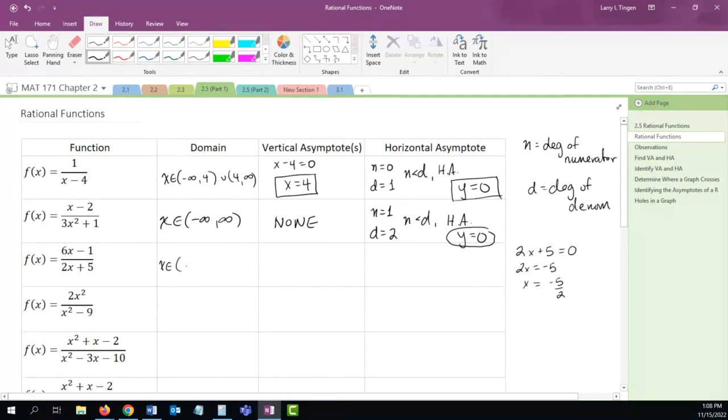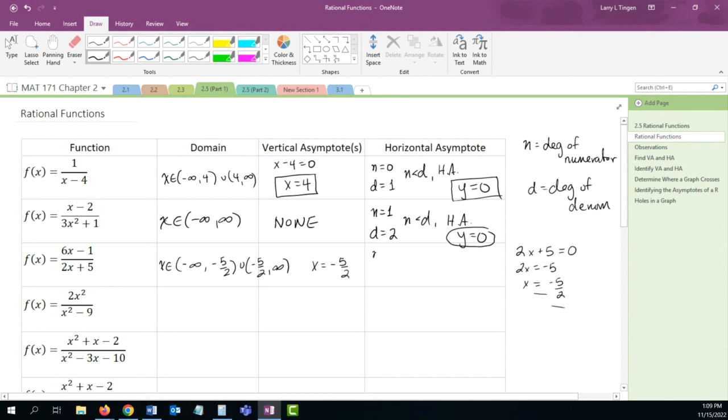So that number is not allowed to be in the domain. Is that the only one I have a problem with? Yep. So how do I skip a number? Negative infinity up to that number, not including it, union that same number, comma, infinity. Vertical asymptotes. This is in its fully reduced form. There are no common factors in the numerator and denominator, so whatever made that denominator 0 is the vertical asymptote, and we just found it. x is equal to negative 5/2.